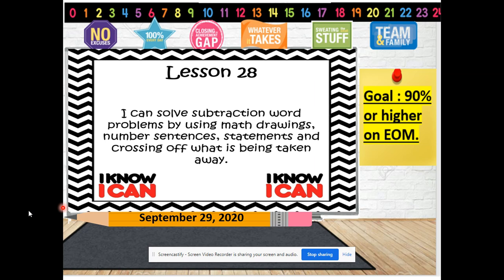It's Eureka time. Today we're going to do lesson 28. And our objective for today says, I can solve subtraction word problems by using math drawings, number sentences, statements, and crossing off what is being taken away. So by reading the objective, we can tell that, one, we're going to work with subtraction word problems, and we're going to show our work by using math drawings, number sentences, statements, and crossing off what is being taken away, which means we're going to be using our math T-chart just like we always do to solve word problems.